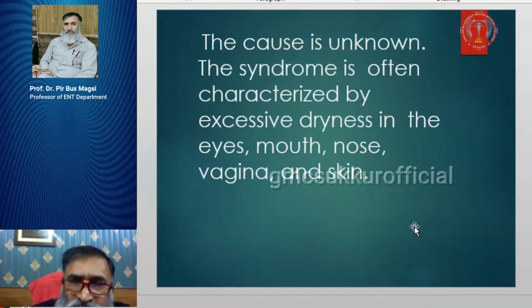The cause is unknown. The syndrome is often characterized by excessive dryness in the eyes due to involvement of the lacrimal gland, which produces the tears. Then dryness of the mouth and nose due to involvement of the salivary glands, and of the vagina and skin due to involvement of the mucous glands.